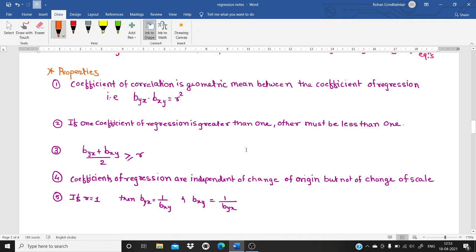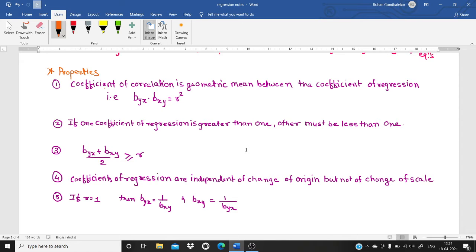Of course, in the first formula, where we calculated byx and bxy based on the correlation coefficient, one can easily say yes, there is a relationship between the coefficient of regression and the Karl Pearson coefficient of correlation.